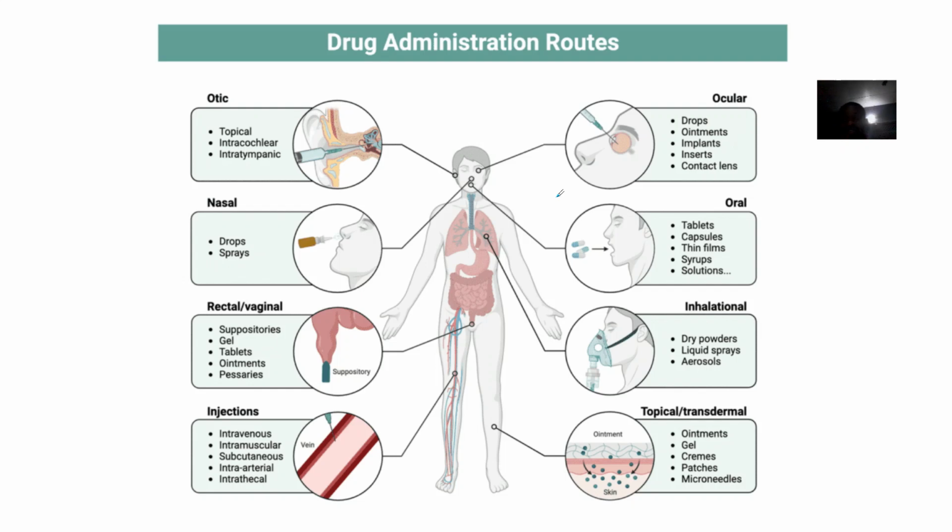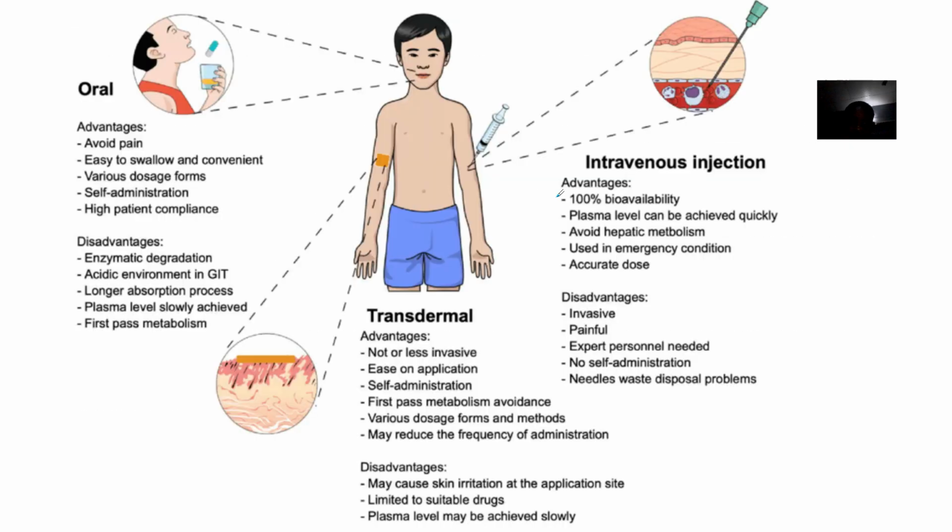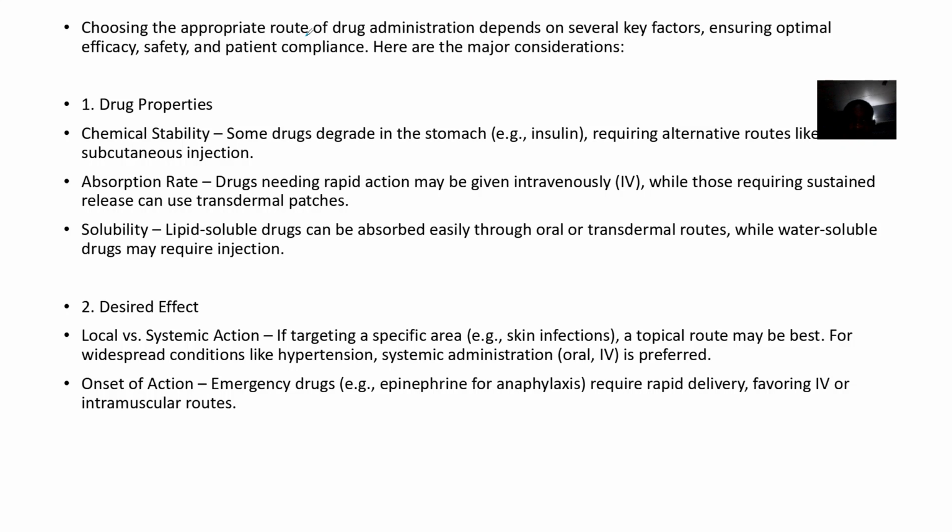So route of drug administration is more of like, okay, through what way would I get this drug to the patient? Now there are so many routes. So what will make you want to choose one route then leave the other one? So choosing the appropriate route for drug administration depends on several factors. Because you want to make sure that the drug is efficient. You want to also make sure that the drug you are giving to the patient is safe. Then you want to also make sure that the patient is actually comfortable on their own side.